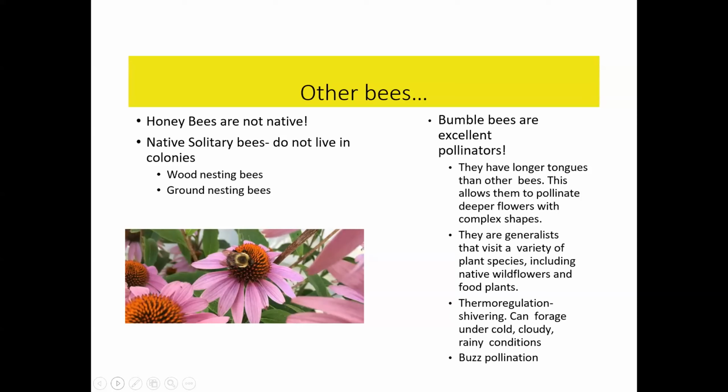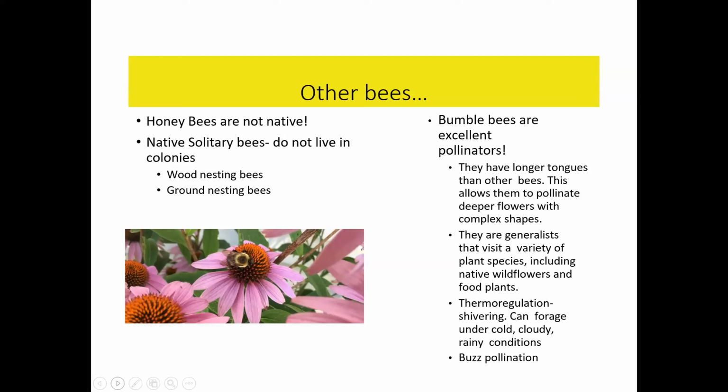Bumblebees can thermoregulate, which means they can shiver. They actually have muscles in their shoulders, and they can shiver to create heat. Therefore, bumblebees can get out and forage at temperatures lower than 50 degrees. So when honeybees and other pollinators aren't out there because the weather's cold and cloudy, the bumblebees are able to get out and provide those pollination services.